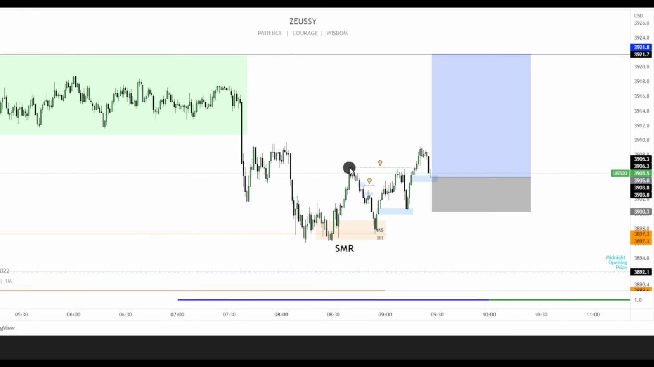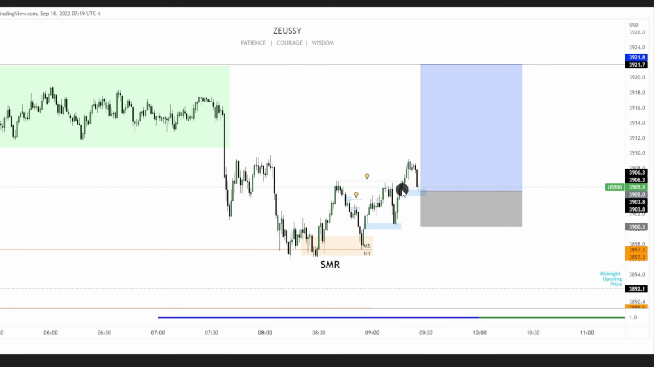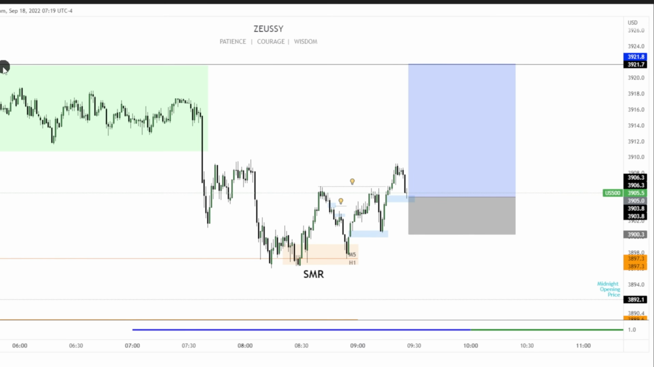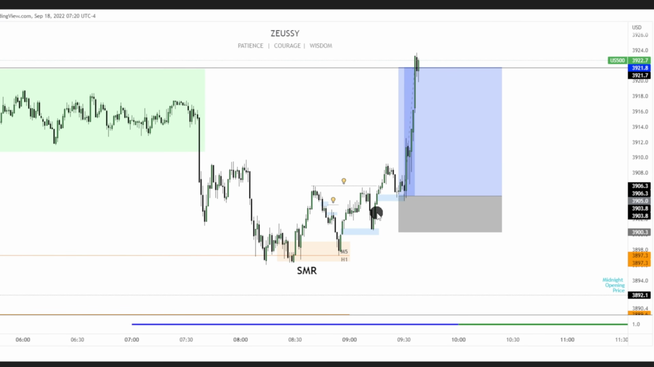Price broke this intermediate term high here, which was my significant market structure shift. And then I went long within this fair value gap, stop below this low, because this low already rebalanced this fair value gap, so this low should not be broken. And then my target were these highs up here. Here's the result of the trade.